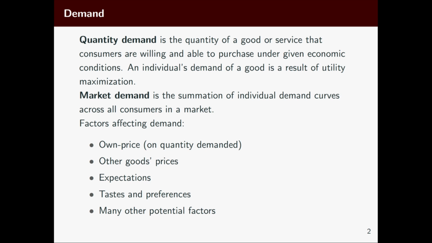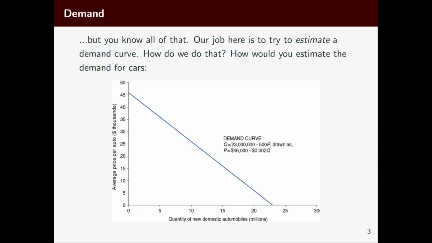Factors that affect demand: own price, the price of some good we're talking about, that's going to affect quantity demanded. Affecting the entire demand curve is going to be the prices of other goods. So other goods can act as complements or substitutes to the good that we're interested in. Expectations can affect demand, especially in the future. Taste and preferences, and there's really many other factors that affect demand. So we know all of that, right? That comes from our econ theory courses.